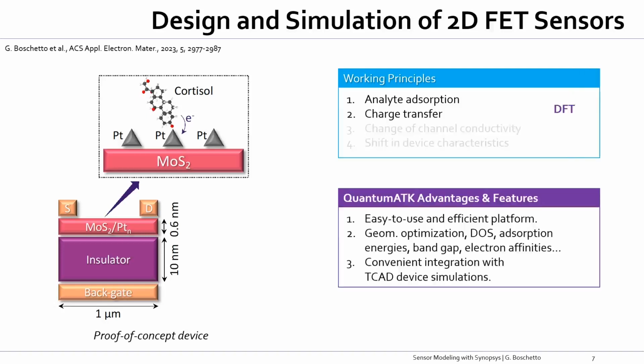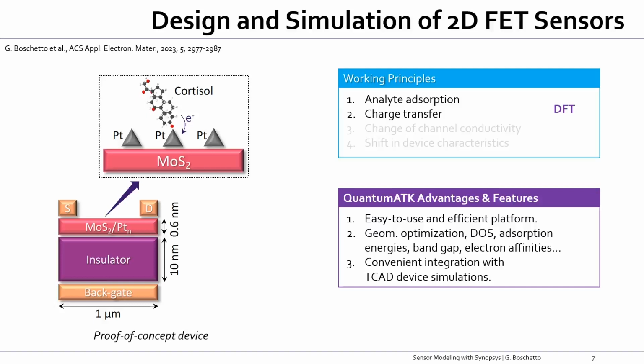These 4 steps occur at different scales, so steps 1 and 2 are mainly at the material level, and we can model this easily with DFT. To run our simulations, we use QuantumATK, as it is an easy-to-use and very efficient platform. Here we computed geometry optimization, density of states, absorption energy, and so on, and these are all easily computed with QuantumATK.